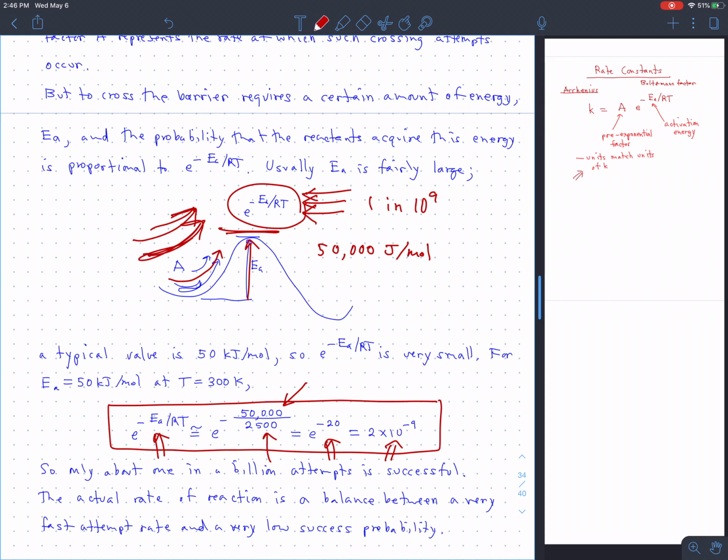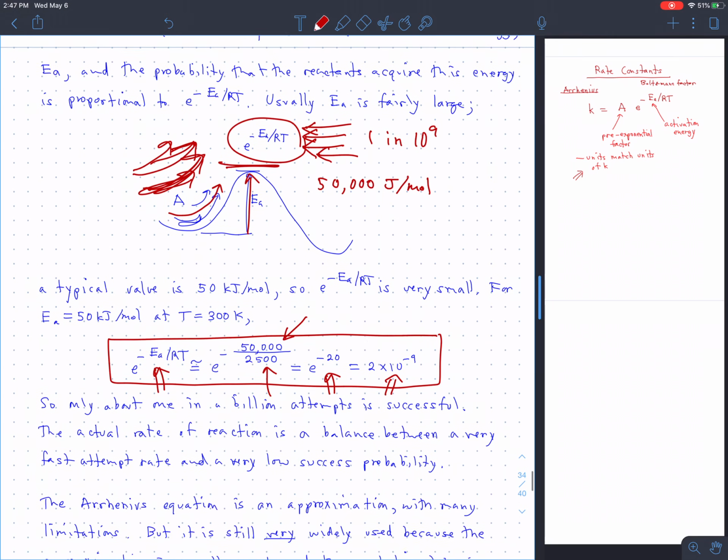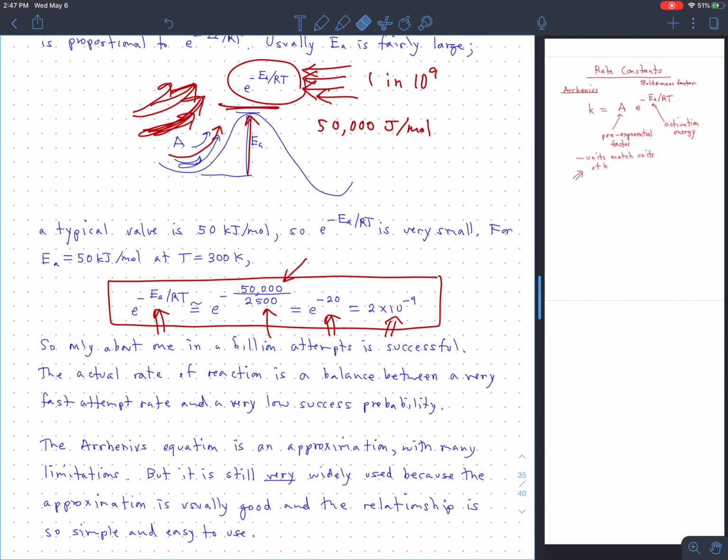There's a very fast attempt frequency due to microscopic fluctuations, and then there's a very low success probability, about 1 in a billion. But even though that's very low, there are so many attempts that eventually the reaction actually does take place, and it takes place at some appreciable rate usually.